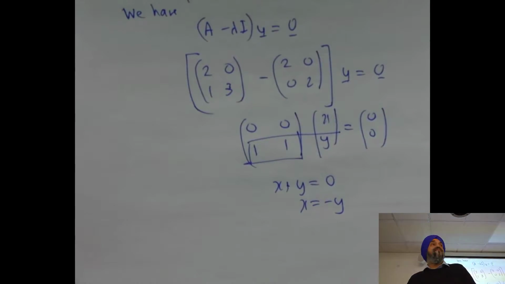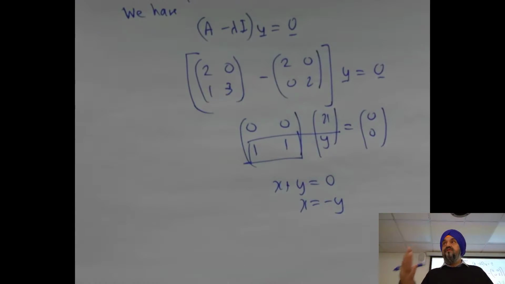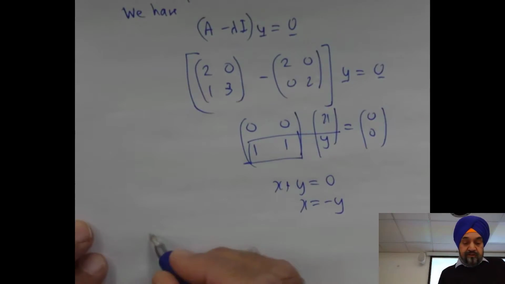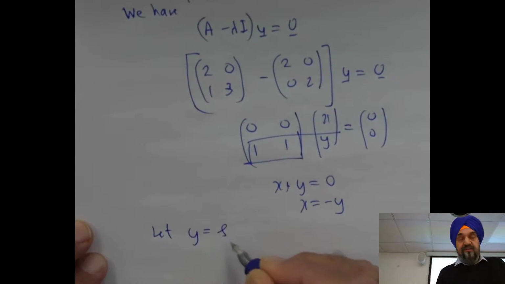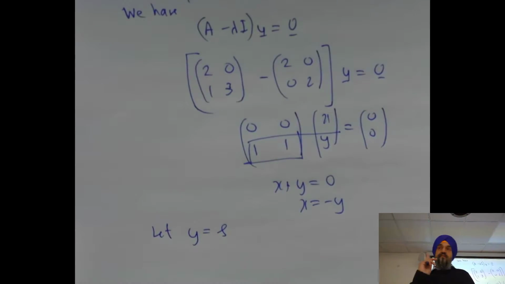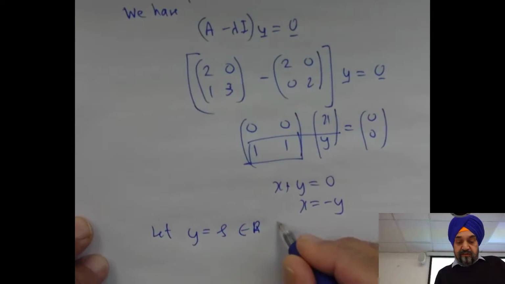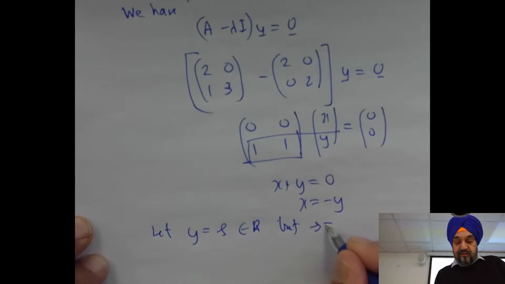So what's the solution to this then? Let y equal s. You're going to have an infinite number of solutions to this. So let y equal s. It can be any real number, but there's one value s can't be. It can't be 0, otherwise you're going to end up with (0, 0). Remember, for an eigenvalue and eigenvector, you must not have the zero vector. Let s be any real number, but s does not equal 0.